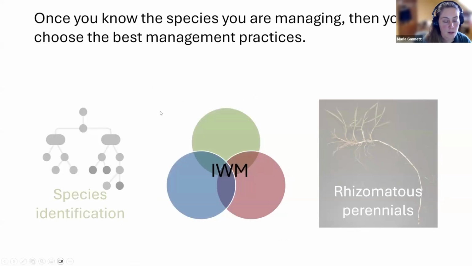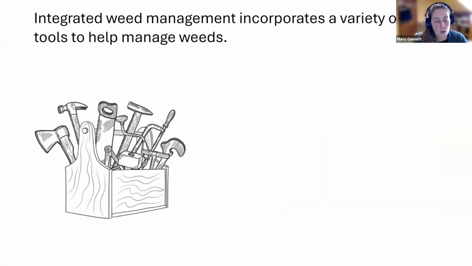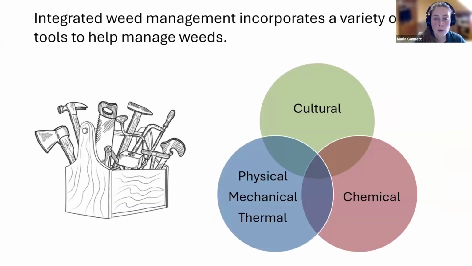And we're going to talk a little bit about what an integrated weed management program might look like. When I say integrated weed management, what I'm talking about is using a lot of different types of tools together to help manage the weeds on your farm. Generally, people like to organize these types of tools into cultural weed management tools, physical weed management tools, which can also include mechanical and thermal, and then also chemical weed management tools, which of course would be our herbicides. When you're using all of these together, then you'd have a really integrated weed management program.